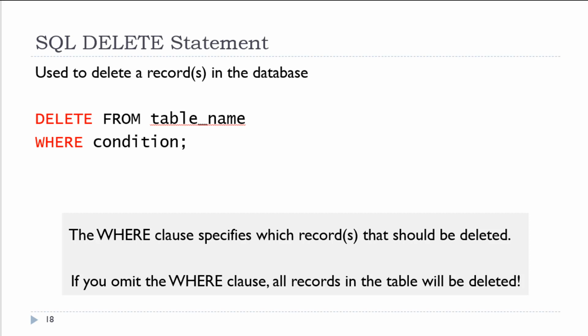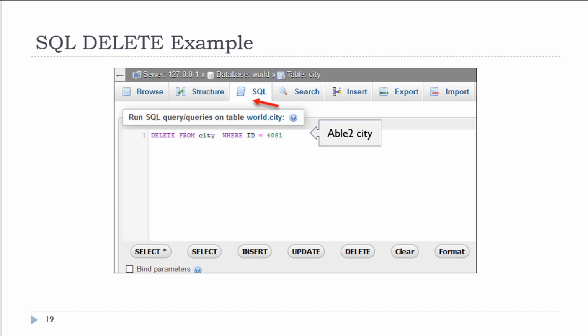If you recall earlier in this class, we talked about the primary key being used to uniquely identify every record. Typically, the where condition uses the primary key. However, there may be certain conditions when other criteria may be used. Now I will be using my unique ID 4081 to delete that record from the city table. This unique ID points to the record with the able2 city that was recently created.